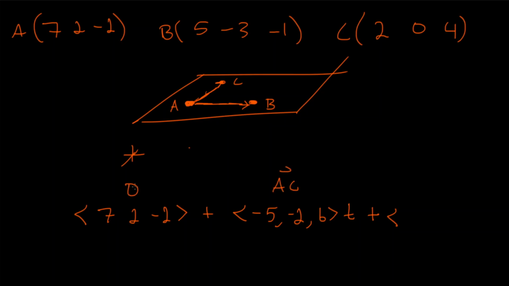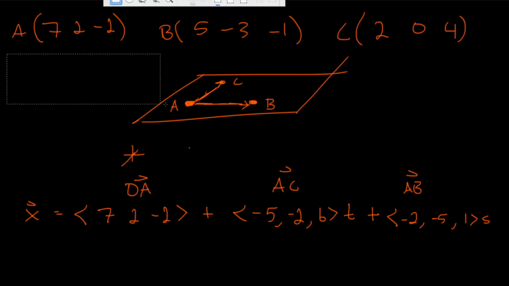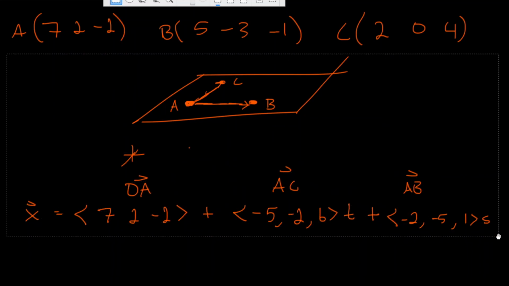This was just the origin to A. And this last one's going to be AB, and that's going to be B minus A. So 5 minus 7, that's -2. -3 minus 2, which is -5. And -1 minus -2, which is 1. And I'm going to multiply that by a constant. Then I can go ahead and turn this into a parametric set of equations. So let me go ahead and do that as well. I am going to move this stuff up real quick so I have a little bit more room. I want to stay on this page.